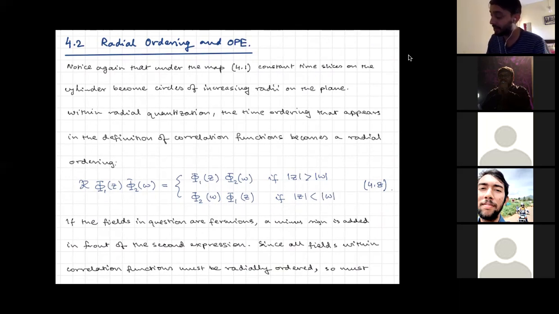Now this is radial ordering, and what is going to happen? If I have this curly R out here, that would mean R of phi 1 of z, phi 2 of omega is phi 1 of z, phi 2 of omega, as long as mod z is more than mod omega. And if mod z is less than that, the order is going to change. If you're dealing with fermions, there is going to be an extra sign in front of it to account for the anti-commuting nature of the fields.